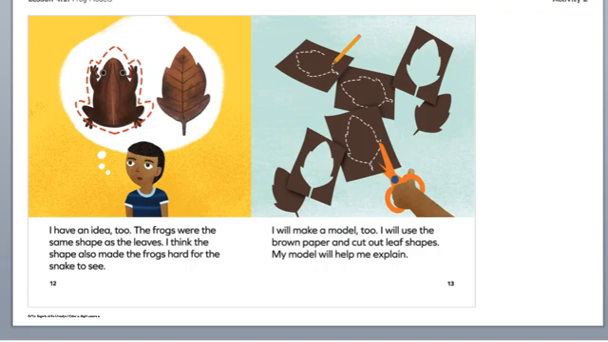So here, Juan is going to do a model to share his thinking about why the snake did not eat the frogs. Let's read on to see what he does.